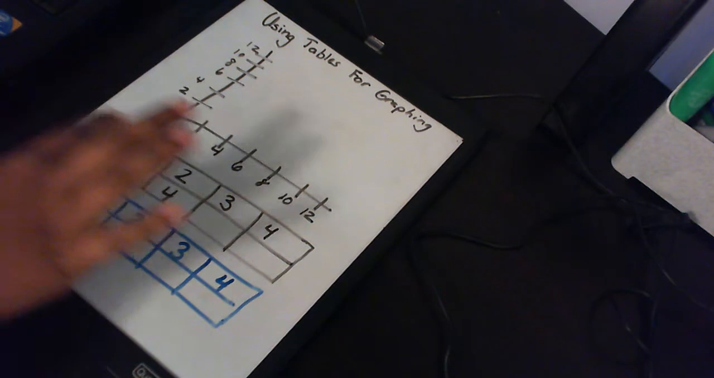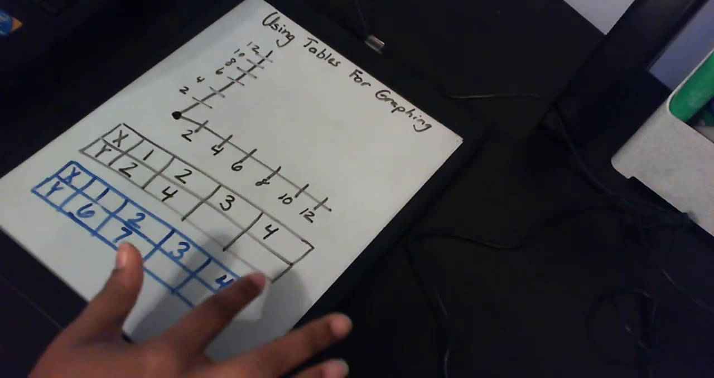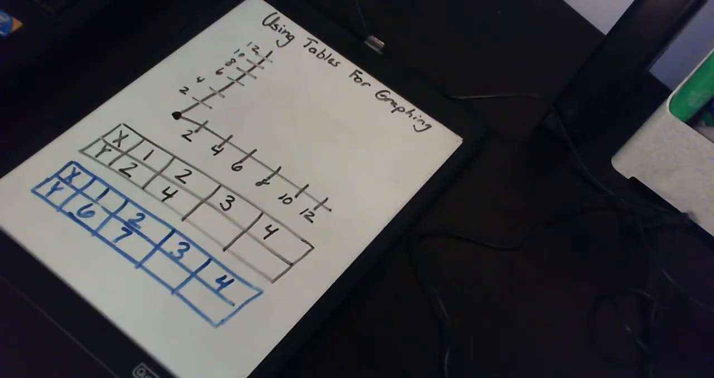Just like in class, we have an x-axis and a y-axis. It's just sideways. But before we can plot any points, we have to figure out the missing numbers. So, 1, 2. Well, that doesn't tell me too much. So I have to look at the next box.